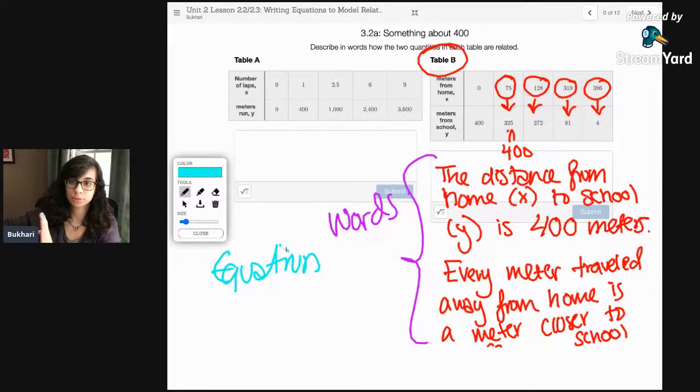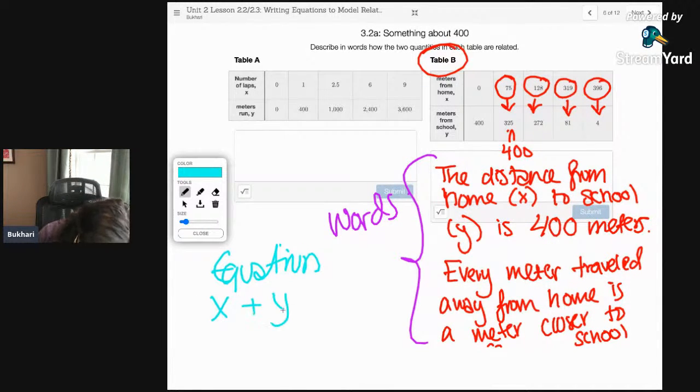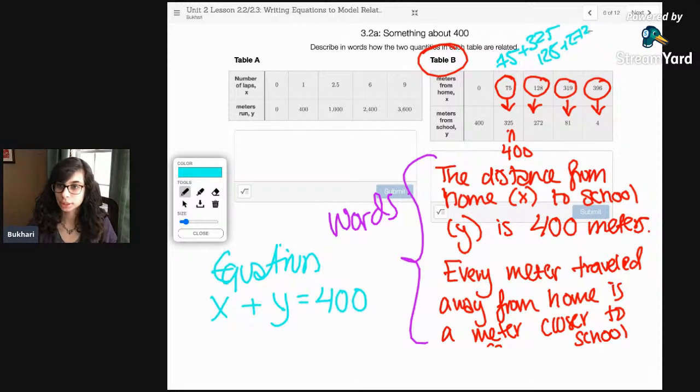I'm not bouncing like I'm multiplying. I'm not dividing by anything. Everything is just literally one step closer and closer. I have my distance from home plus my distance from school, which gives me 400. And you can check each step. Remember, you can always check your answer. And this is all exploration. 75 plus 325 is 400. 128 plus 272 is also 400.